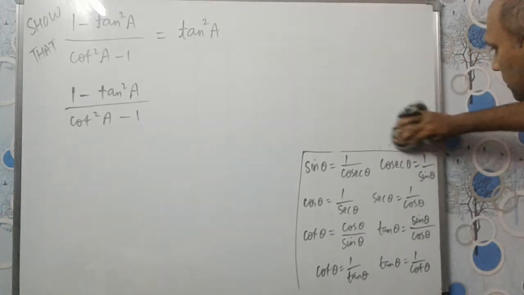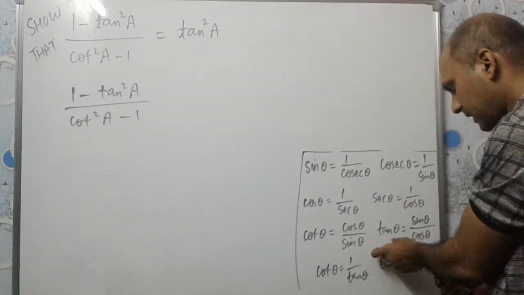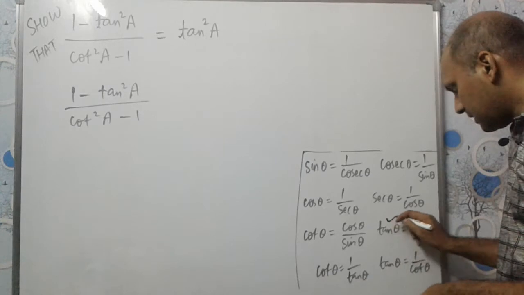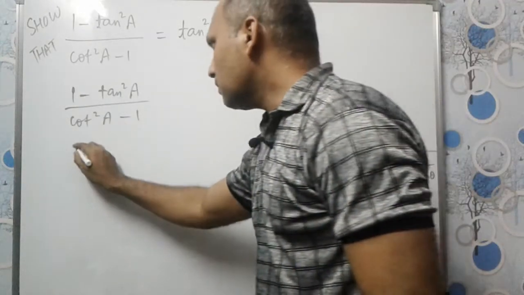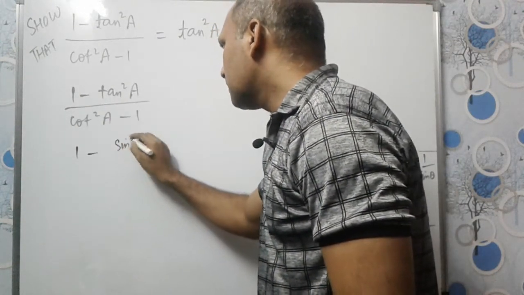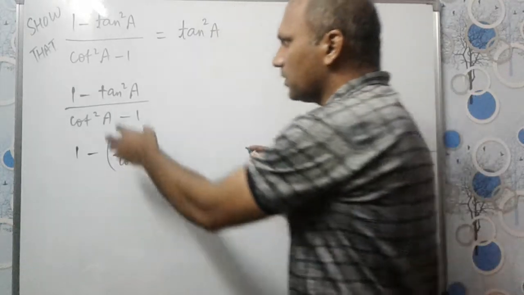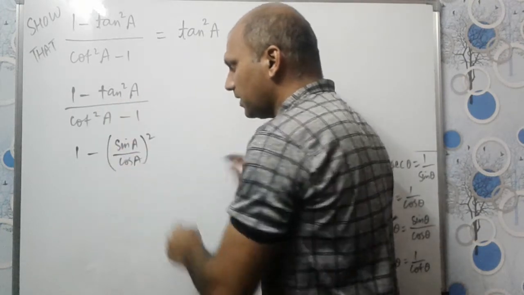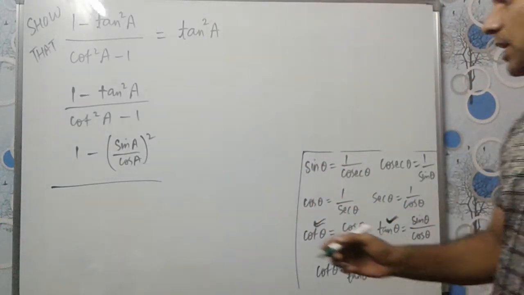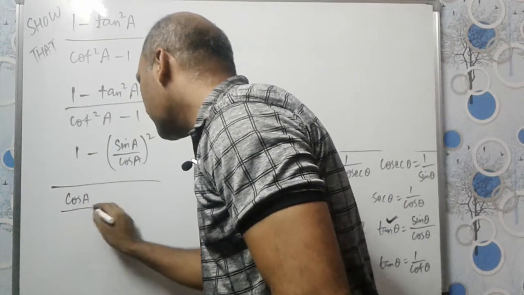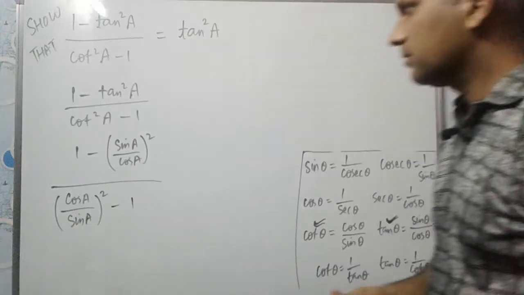Alright, so let me rub this out. Which formulas can we use here? We have tan and we have cot, so let us use the tan formula and the cot formula. Tan is sine by cos, so we have 1 minus (sin A divided by cos A) whole square, because it is tan square A and tan is sine by cos, whole divided by cot. Cot is cos by sine, so this is (cos A divided by sin A) square minus 1.